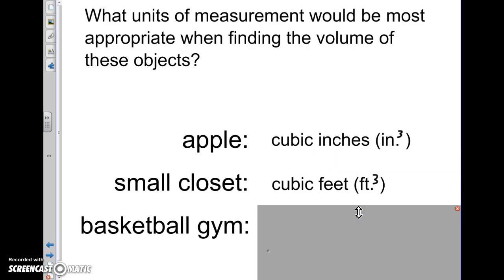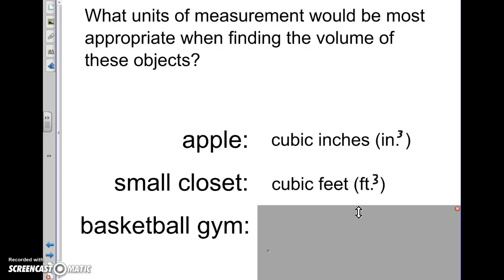Feet cubed. Because like I said, it's going to be a couple feet wide maybe, a few feet long, and then, whatever, 6 feet tall or something. Or 8 feet tall, but it's going to be less than a yard wide maybe. So it doesn't mean you couldn't use cubic yards, but cubic feet is probably going to be the easiest and most appropriate way to measure the volume of a closet.